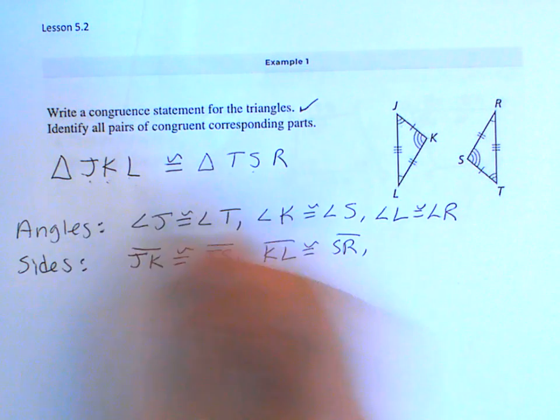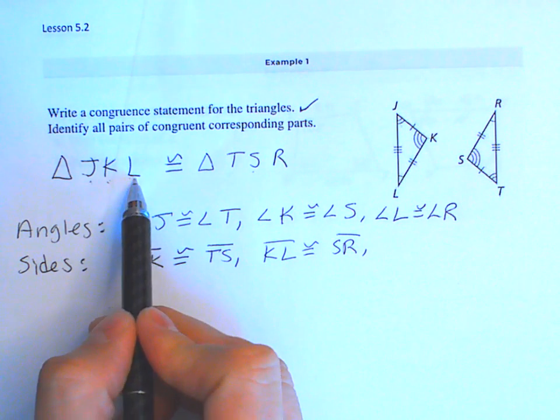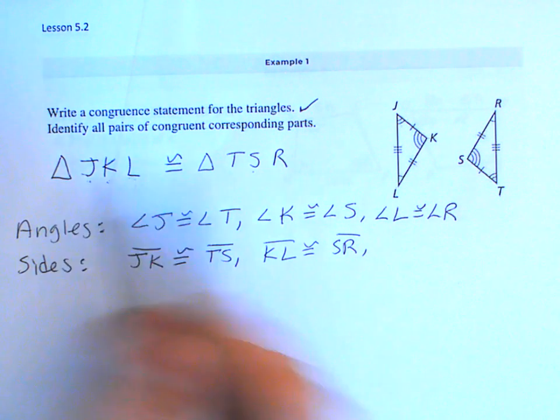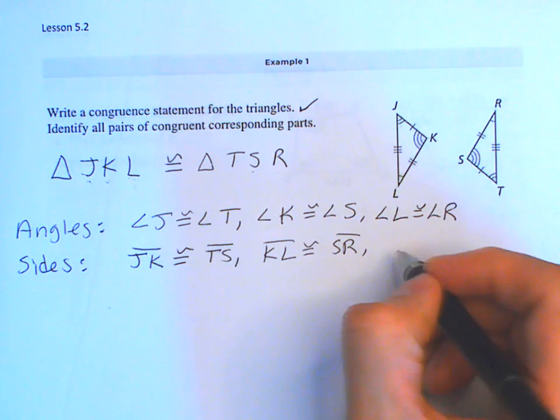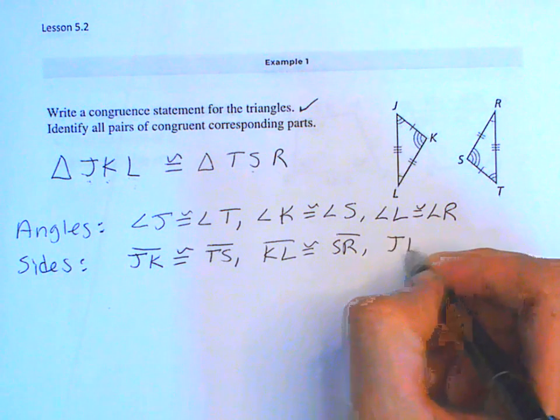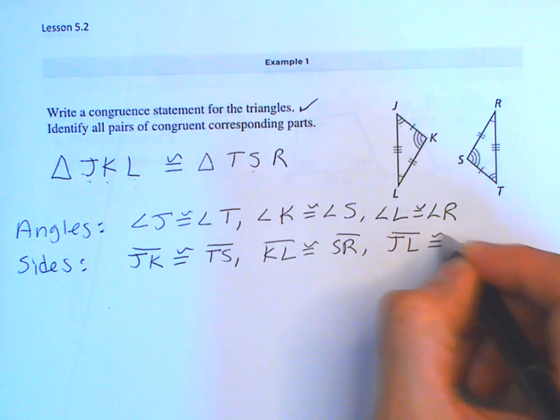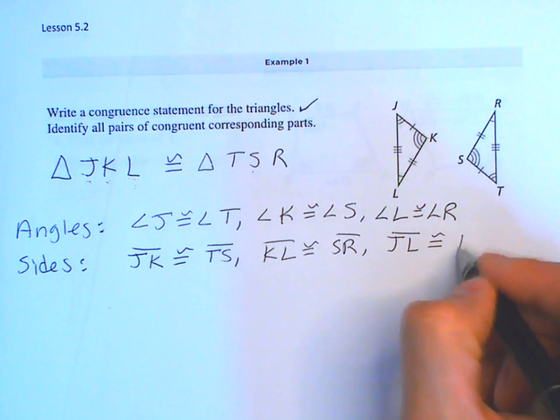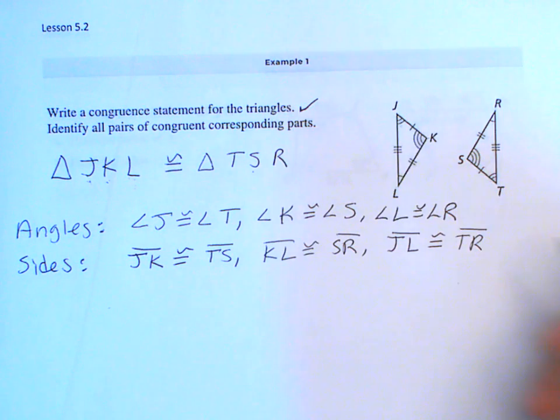And now here you've got a choice. Some people like to do LJ. I like to always go left to right, so I like to do JL. Not that there's anything wrong doing it the other way. It's just mainly what I like. So JL and TR. So these are the corresponding sides and angles of these two triangles. So that's example number 1.